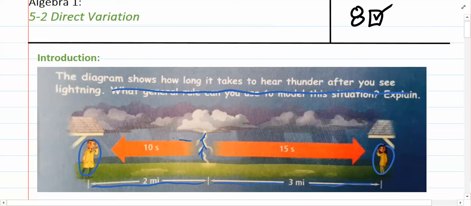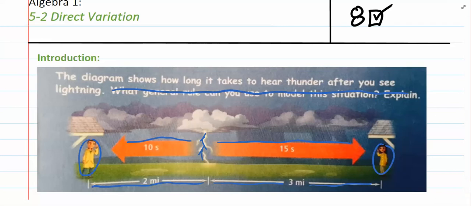And it takes this person 10 seconds to hear the thunder, and it takes this person 15 seconds to hear the thunder. This introduction is an example of what's called direct variation. And we're going to talk about that in this lesson.